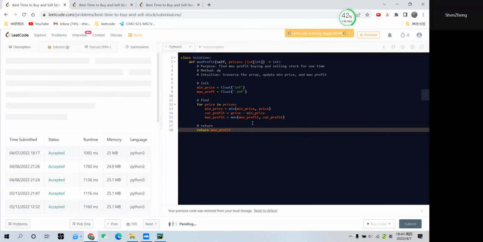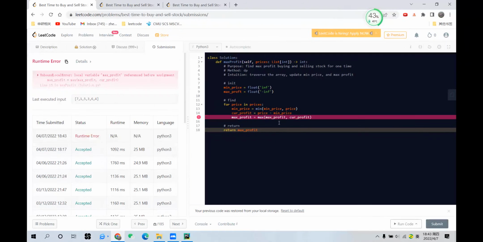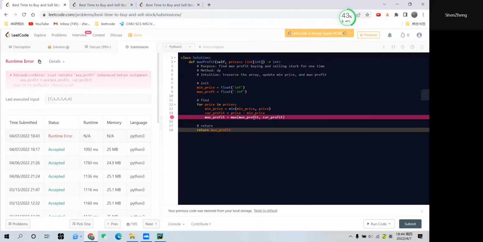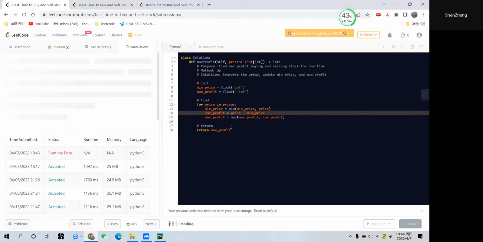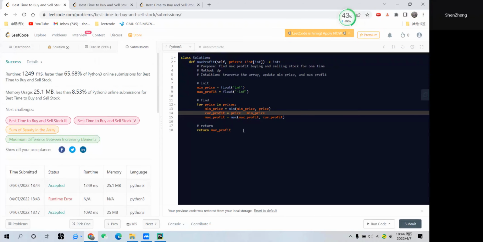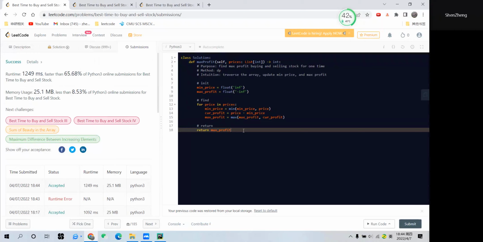Okay, let's submit the code to see if it works. Oh, sorry. Oh, here's a typo. This one should be maximum profit. Let's submit again to see if it works. Okay, see the time and memory usage, this solution is not bad, right? I think the code is very short and very easy to understand.